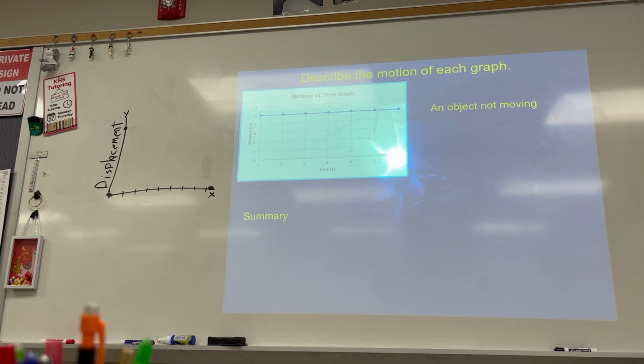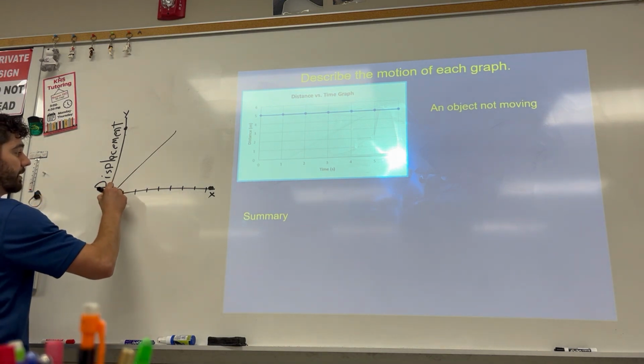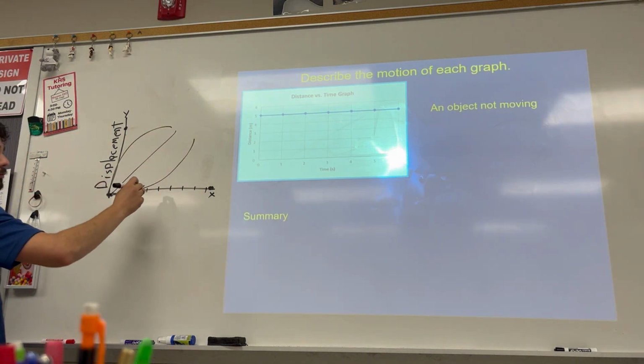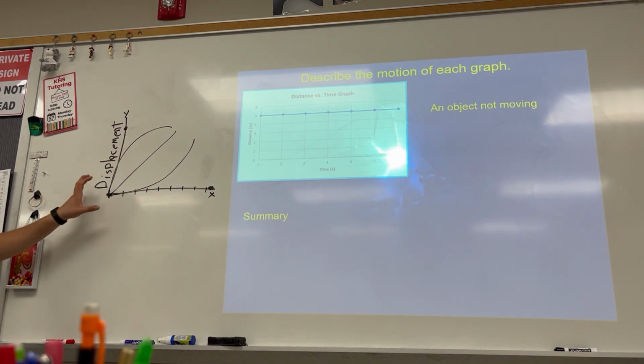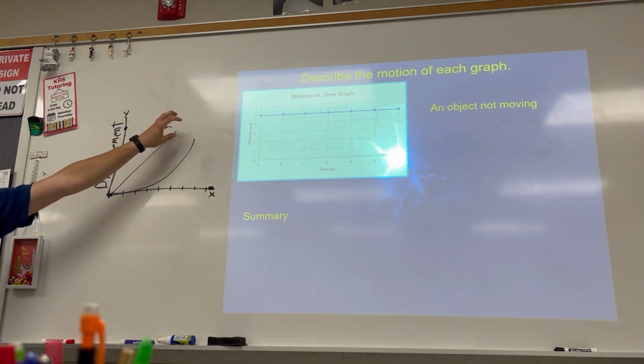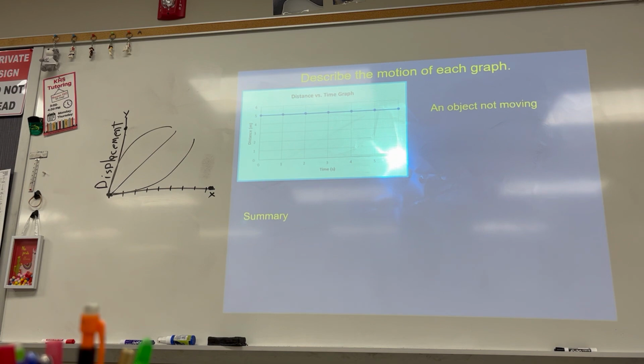If I'm moving forward, then I'm getting farther away from my starting point, right? The question is, am I going at a constant speed? Am I speeding up or am I slowing down? But regardless of my speed, if I'm moving forward, I'm getting farther away. So, moving forward, they all have increasing displacement. The graph goes up.